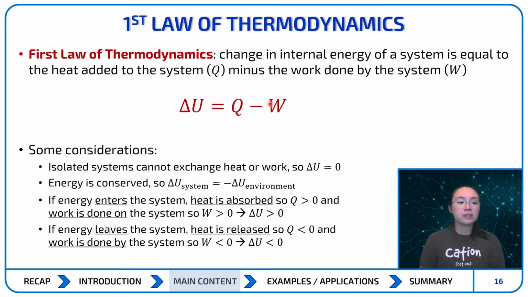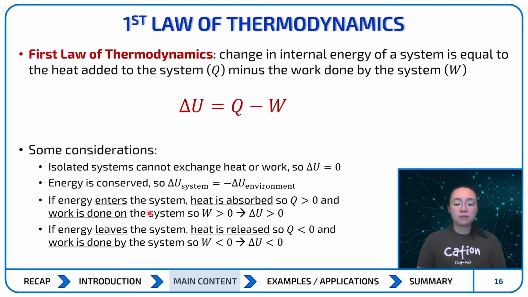Some considerations: isolated systems cannot exchange heat or work. So if you are in an isolated system that cannot communicate with the environment, it means that there's no heat being added in, there's no work being done. So essentially you have delta U being 0. Its initial state is equal to its final state because no change is happening.